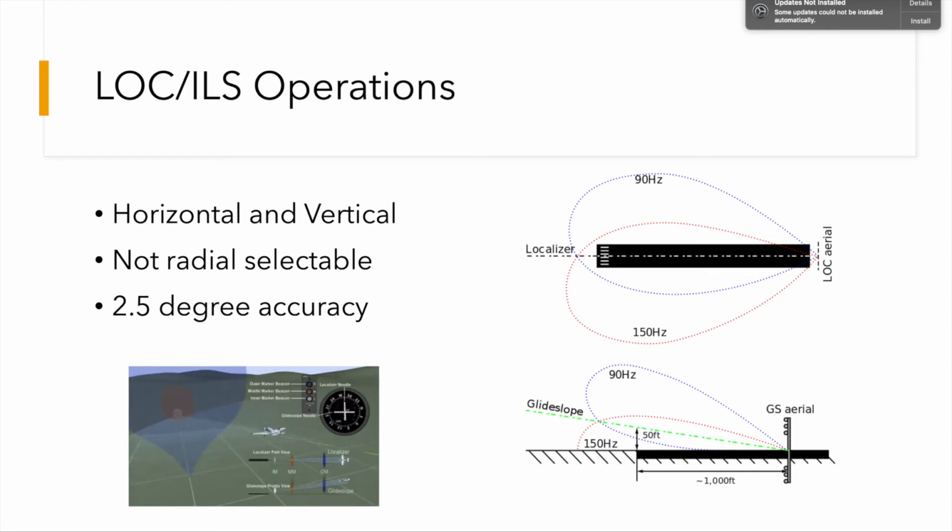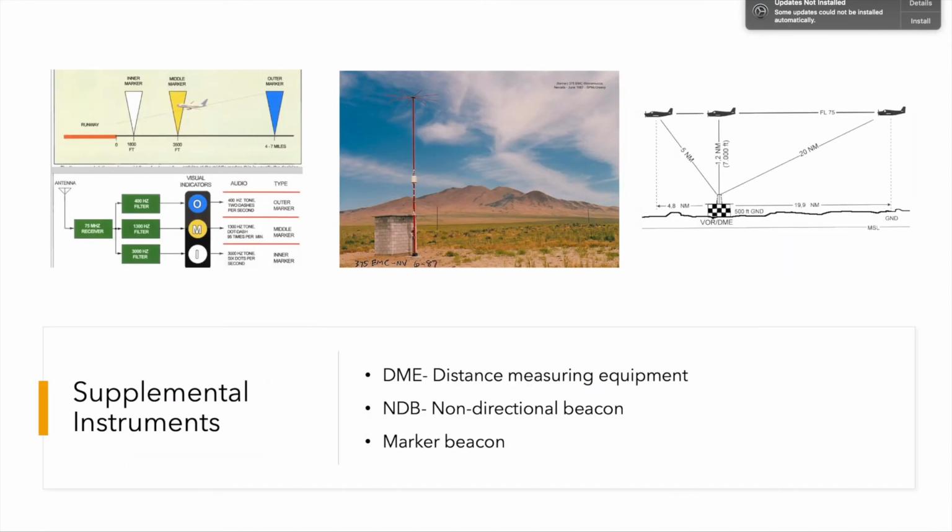These are not radio selectable, so unlike a VOR where you can choose what direction from the VOR, this is just one direction, whatever the direction the runway is, and that's somewhat for safety. You're only ever going to approach the runway in one direction, so there's no real point in having a selectable localizer.